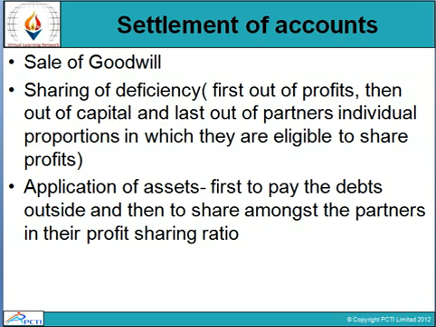Settlement of account. Sale of goodwill, sharing of deficiencies. This is first out of profit, then out of capital, and last out of partners' individual property in the proportion in which they are eligible to share profits. Application of assets: first to pay the debts outside and then to share among the partners in their profit sharing ratio.